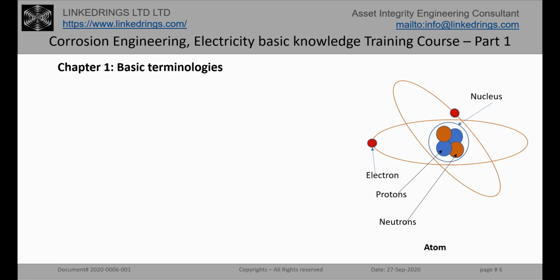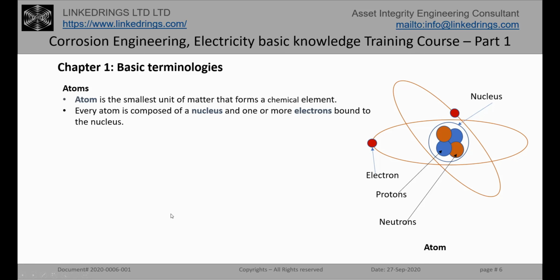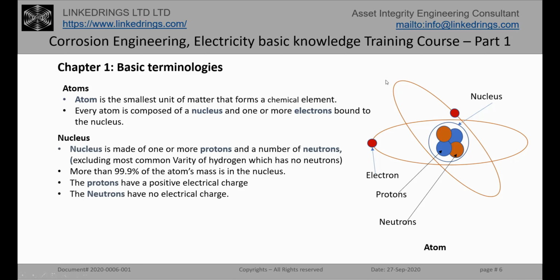So what is an atom? An atom is the smallest unit of matter that forms a chemical element. Every atom is composed of a nucleus at the center of the atom and one or more electrons. The electrons are bonded to the nucleus.